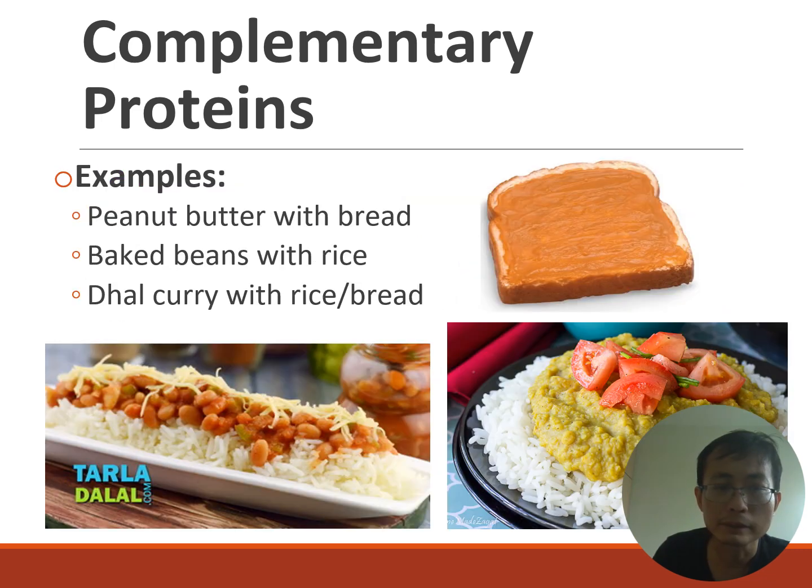You need to provide combinations of complementary proteins. Now in your textbook, it provides you with a few, such as your peanut butter and bread, baked beans with rice, and dal curry with rice or bread. Now in the national exam, the most common example is your baked beans with rice. All right. So that's for complementary proteins.